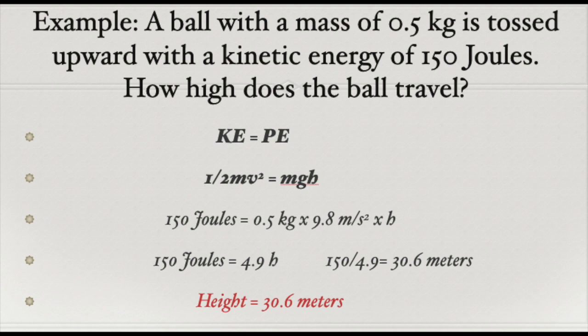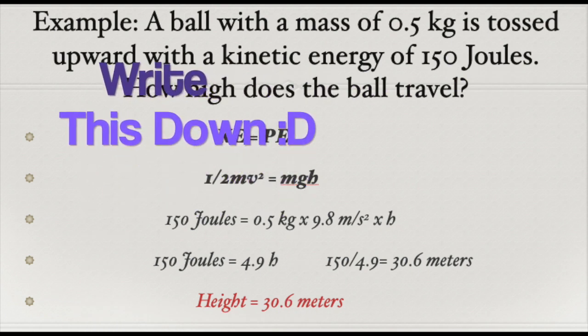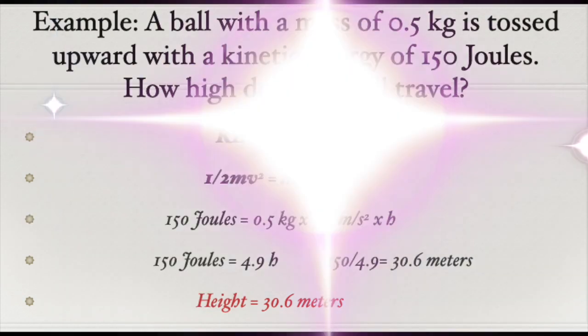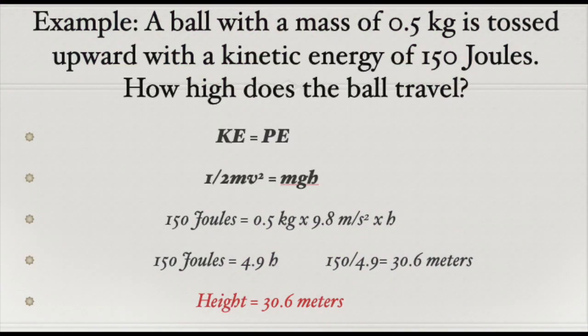Okay, here's one last example. It says a ball with a mass of 0.5 kilograms is tossed upward with a kinetic energy of 150 joules. How high does the ball travel? So in this question, we're looking for the height of the ball. How high does it go in the air when you throw it? Remember, the ball has a mass of 0.5 kilograms.